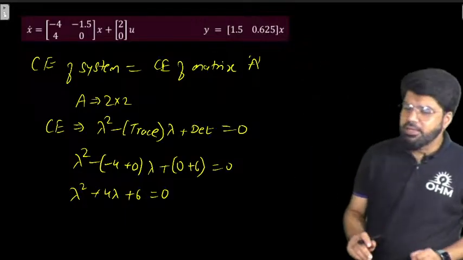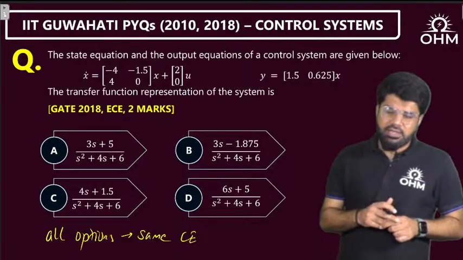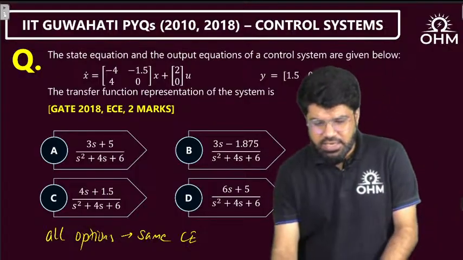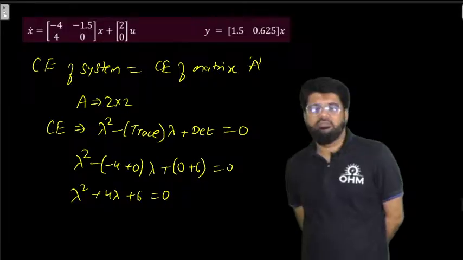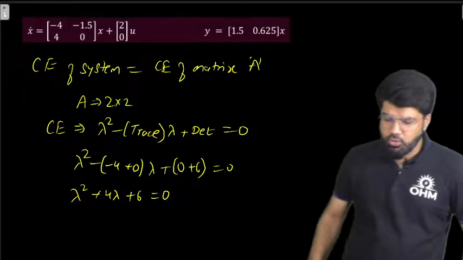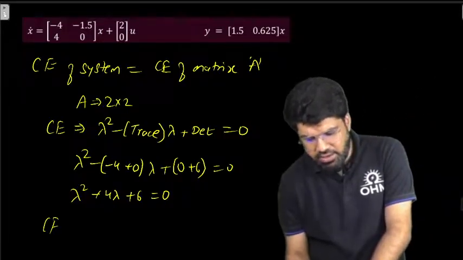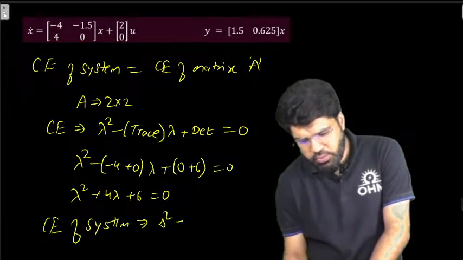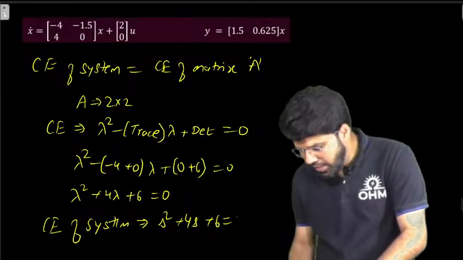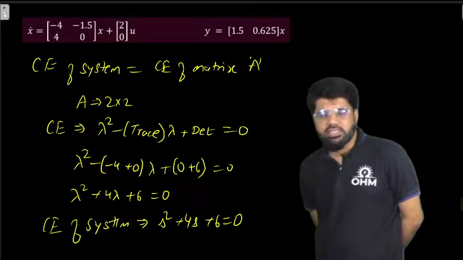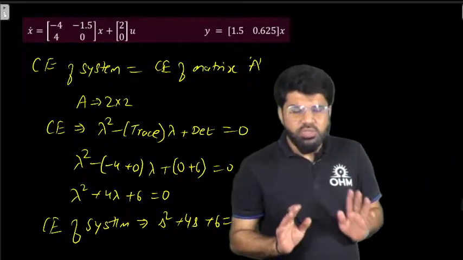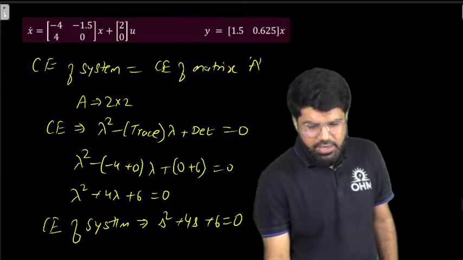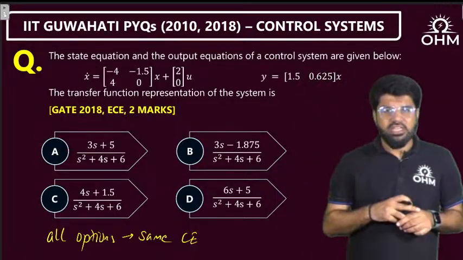Now you see all options have the same characteristic equation. What I am trying to suggest to you is, if there are options containing different characteristic equations, this is the approach you can follow. The characteristic equation of the system in S domain is S square plus 4S plus 6 equal to 0, and hence all options have S square plus 4S plus 6 equal to 0. This is one approach in case options have different characteristic equations, but now all options have the same, so this will not help.